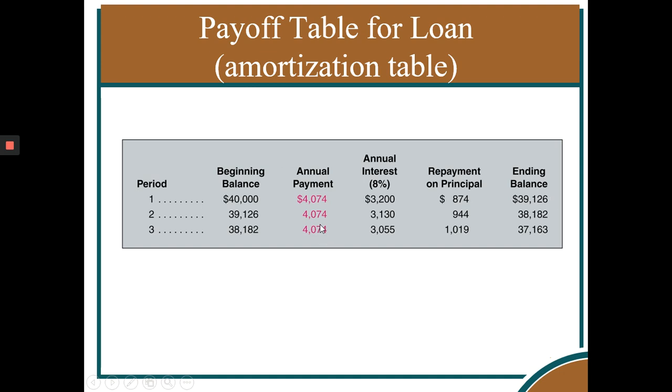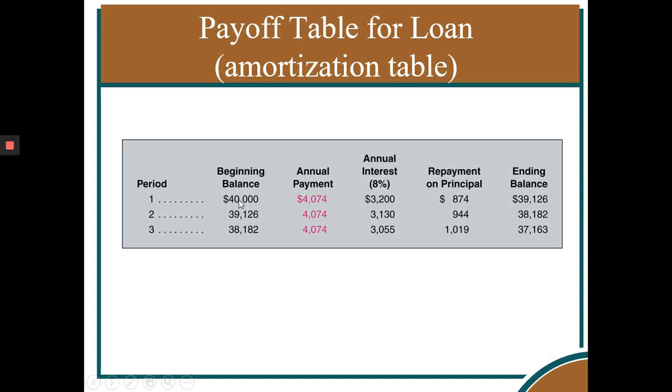So if you can see this pattern here, in the beginning most of your annual payment is actually on the interest. You see, 3,200 is interest, only 874 on the principal. That's why if you settle your loan earlier, you still need to pay a big sum of principal, because in the beginning of the loan period you are paying mostly on the interest amount. So your principal will always be higher in the beginning period.